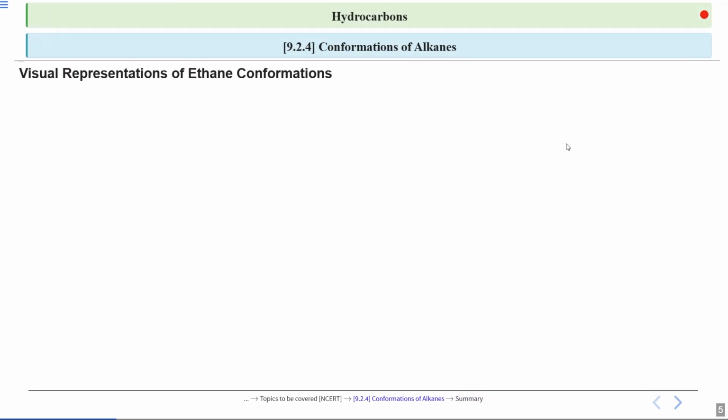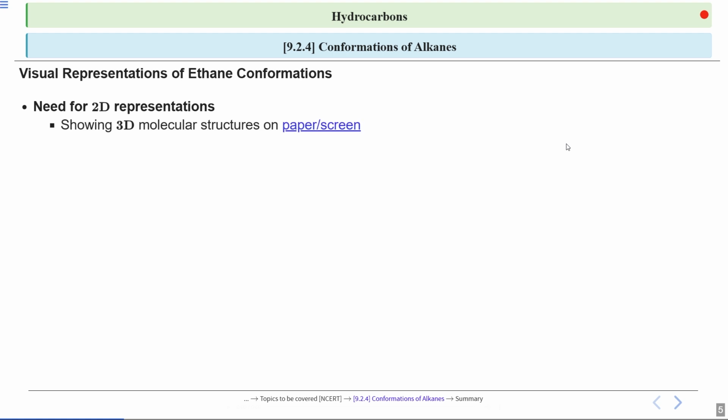So starting with the ethane conformation. We need a 2D representation to represent the 3D molecular structure of your ethane molecule. This is a fundamental skill in chemistry as it helps us to visualize complex structures in a simplified manner. Another reason 2D representations are vital is that they visualize the relative positions of atoms during rotations around the carbon-carbon bond. This understanding is key when studying molecular dynamics and reactions.